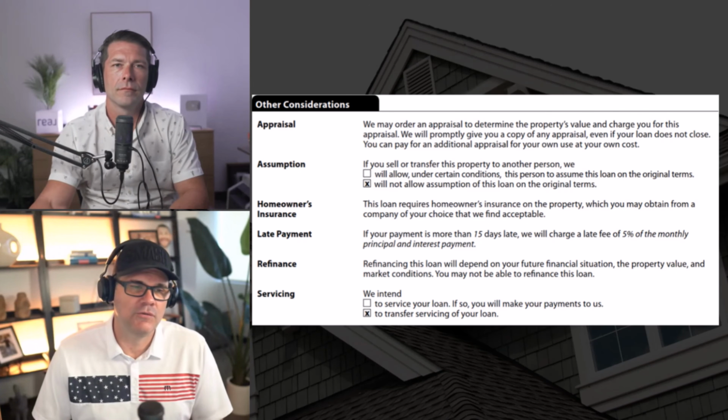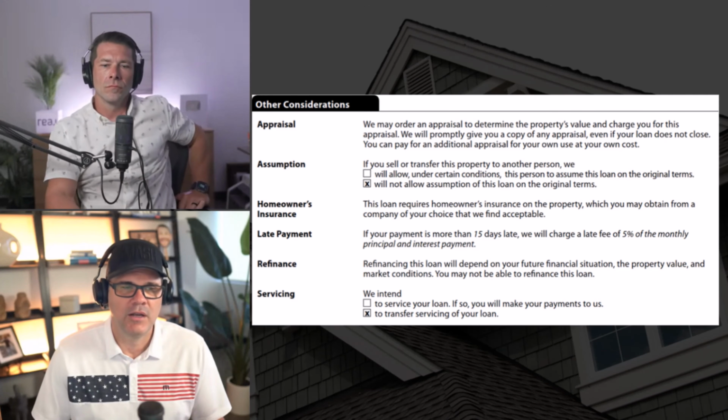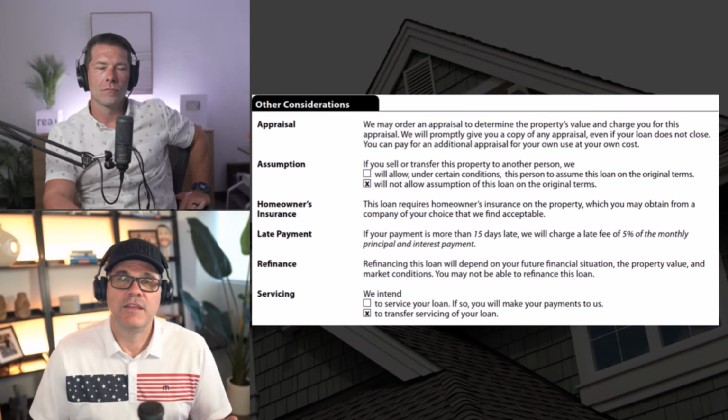Late payment, it lets you know if your payment is more than 15 days late. We'll charge a late fee of 5%, and that can vary from lender to lender. So the terms of that will be listed there. This one kills me, Jeb.